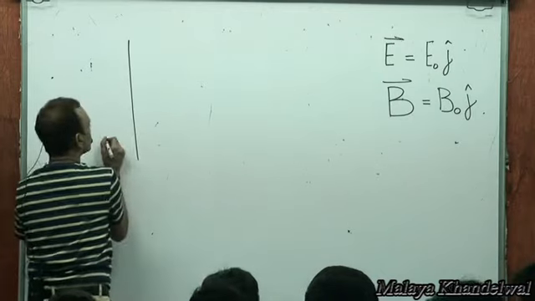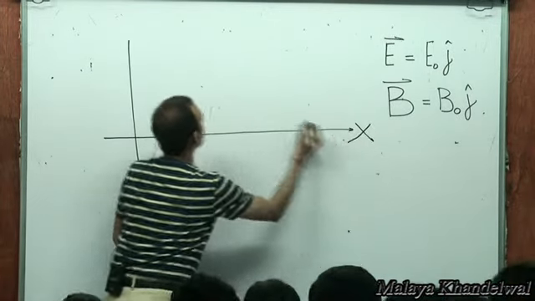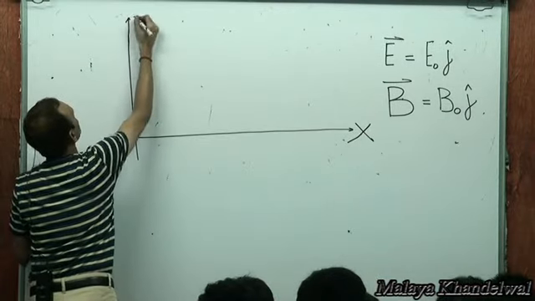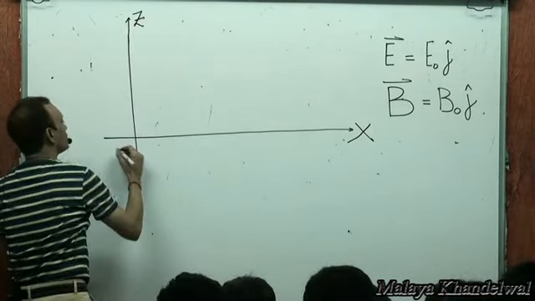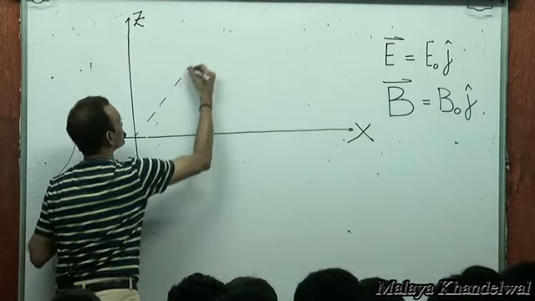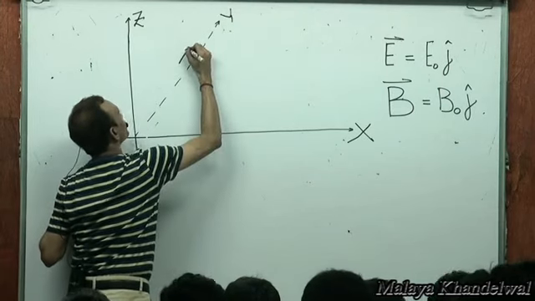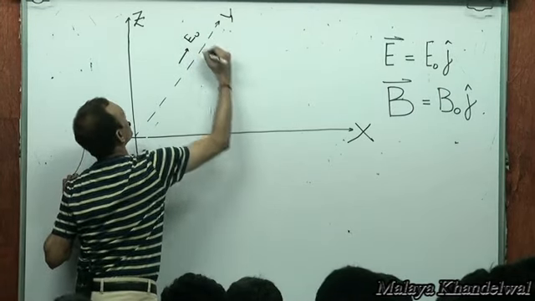Now, say this is the x direction, say this is the z direction, and y, z. So y must be going into the plane of the board. This is the y direction. This would be the y direction in which E naught and B naught are simultaneously present.